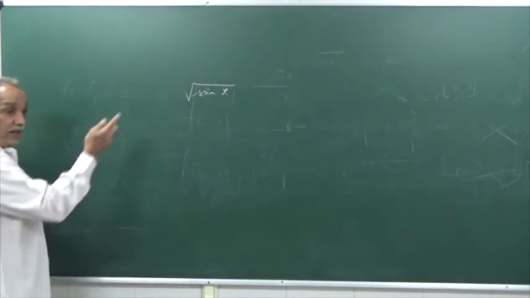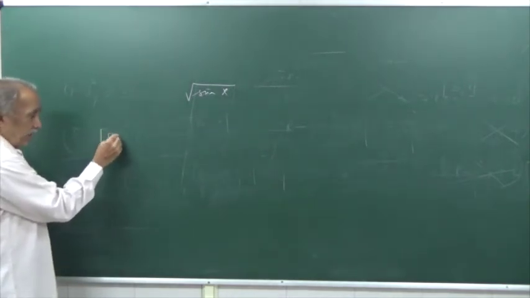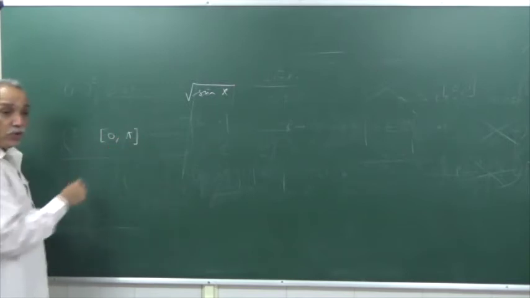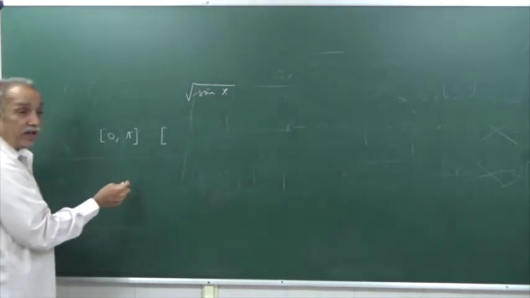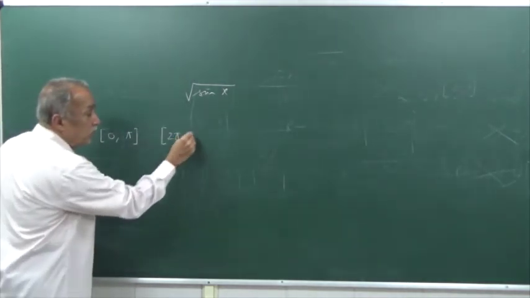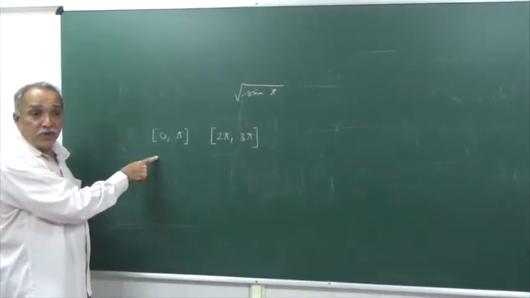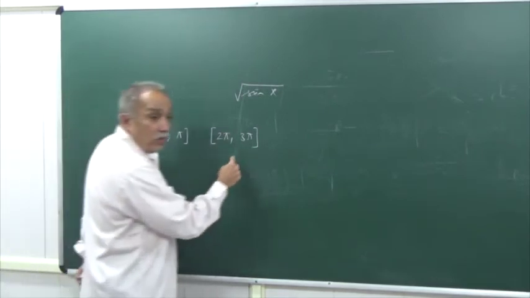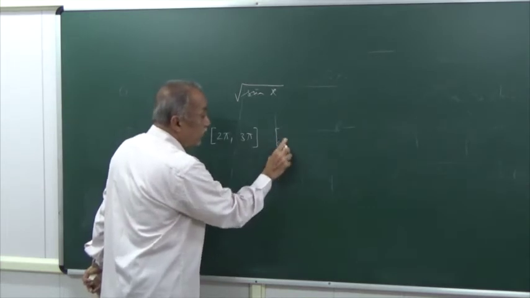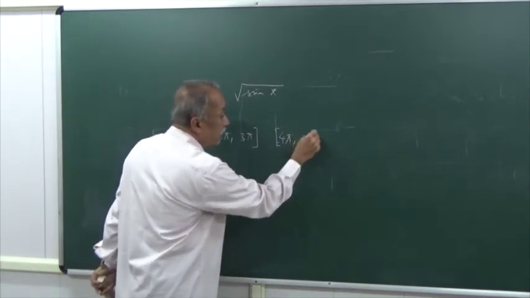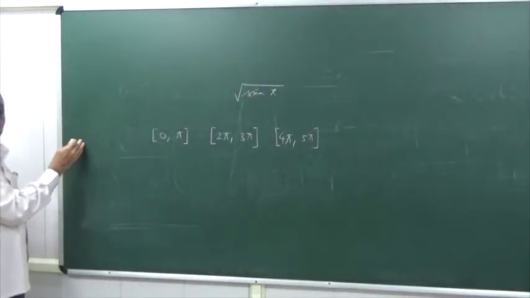One interval in which sin x is non-negative is from 0 to pi. Another interval in which sin x is non-negative is from 2 pi to 3 pi. I have included the endpoints. I hope there is no objection to this. Okay. One more interval where sin x remains non-negative is 4 pi to 5 pi. On this side also you have intervals where sin x is non-negative.